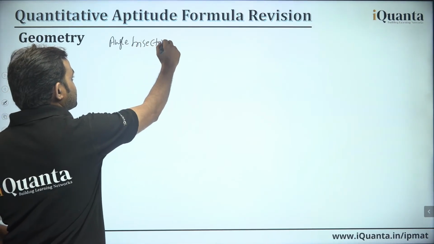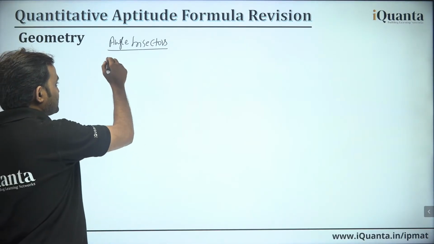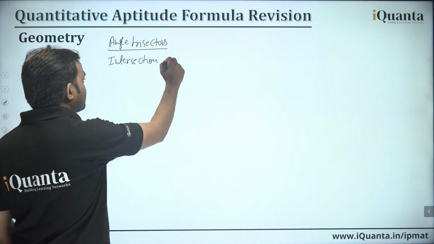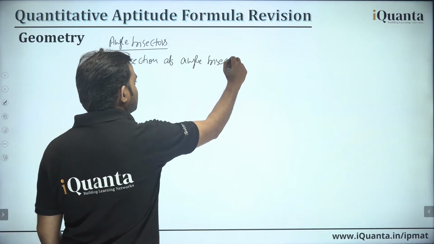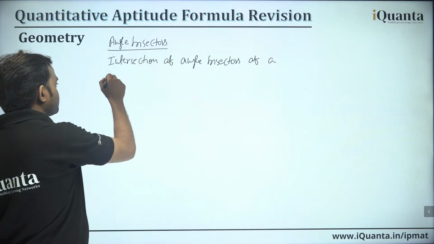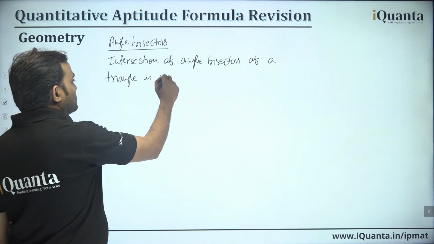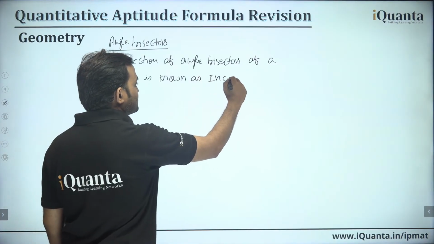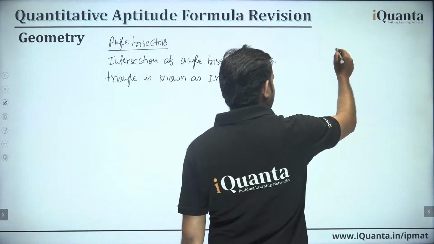Angle bisectors, okay? And about angle bisectors, what we can say is that the intersection of angle bisectors of a triangle is known as incentre. Is known as incentre. Okay? Let's take one triangle.